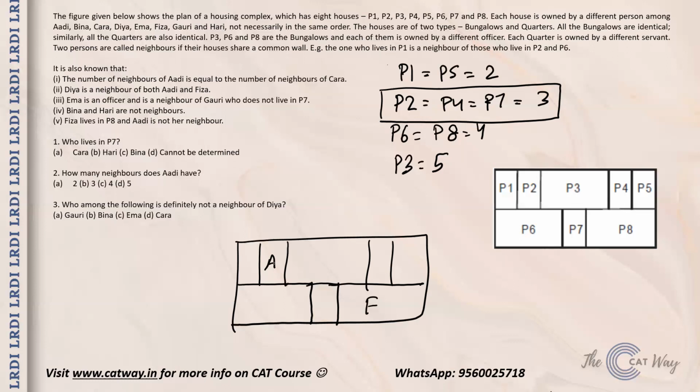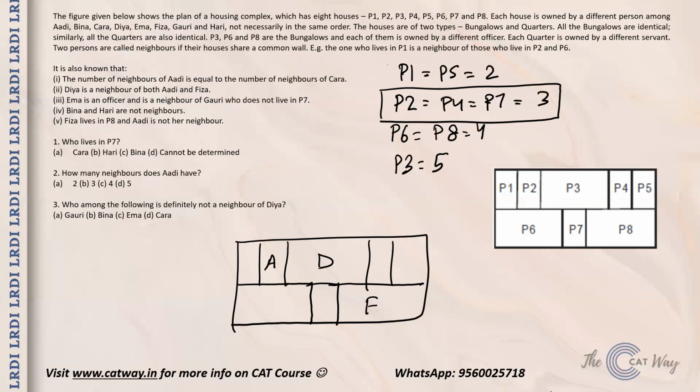It's been said that Diya is a neighbor of both Adi and Fiza. So if someone has to be a neighbor of both Adi and Fiza, Diya cannot come over here, and Diya cannot come over here, because she is not a neighbor of Adi. So the only possibility that Diya has is this position, and only in that case, Diya is going to be a neighbor of both Adi and Fiza.